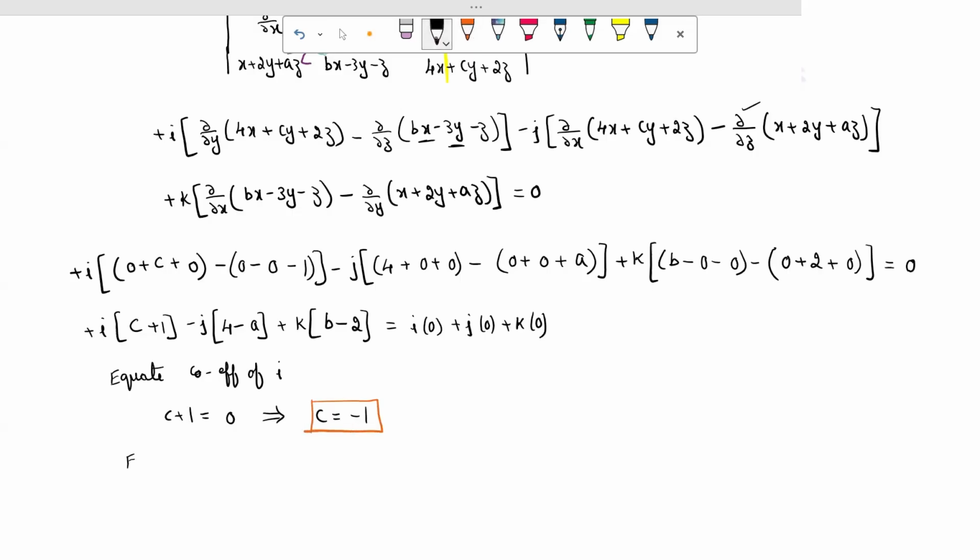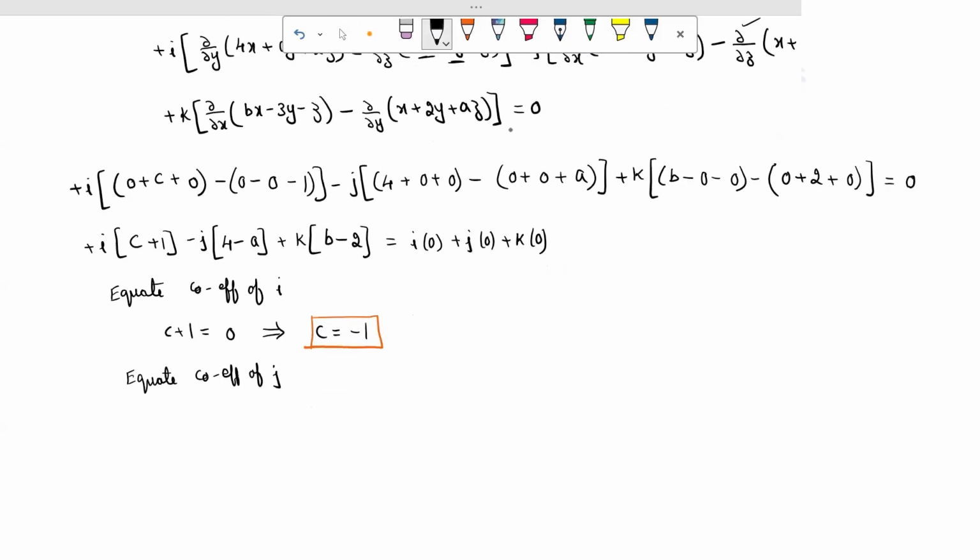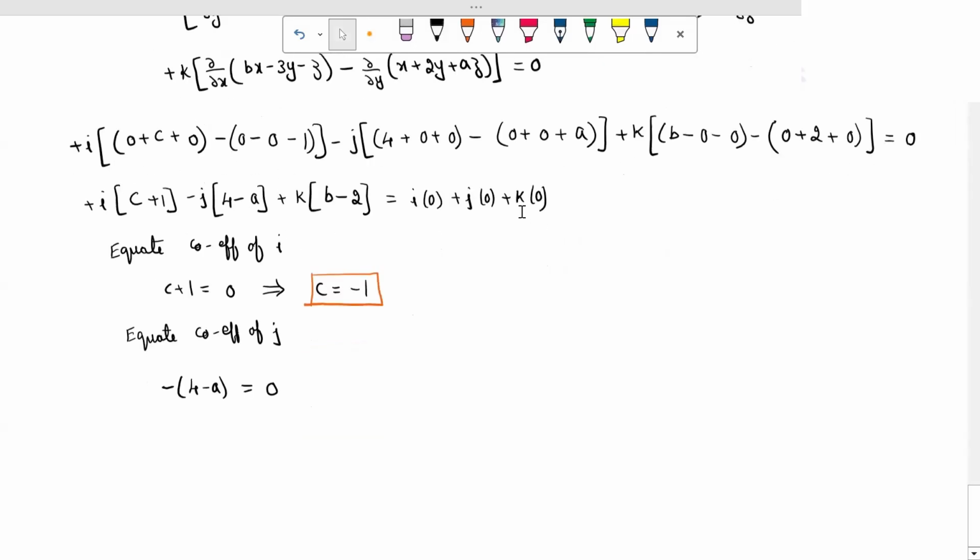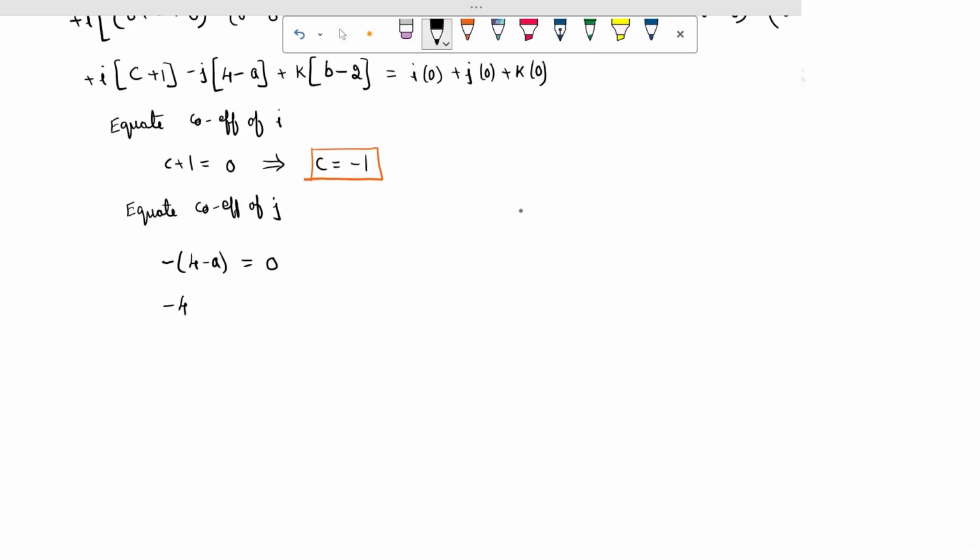Now equate the coefficient of j. So what is the coefficient of j on the left hand side? With a negative sign here, take minus of 4 minus of a is equals to, on the right hand side, coefficient of j is 0. Or further, if you try to simplify, it is minus 4 minus of minus plus a is equals to 0. Or a is equals to minus 4 when it goes on the right hand side becomes plus 4. So you got the value of a to be equals to 4.